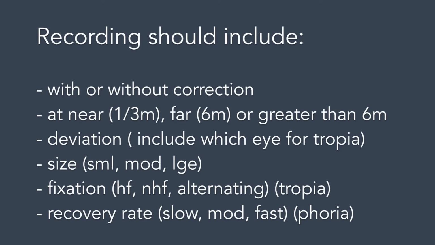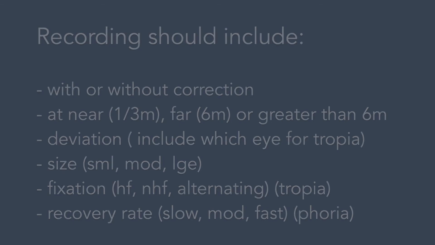The recording for a cover test should include whether the test was performed with or without correction, the distance at which the test was performed, the deviation type found and its size. If the deviation is manifest, the eye which has the deviation must be recorded, as well as the fixation pattern of this deviation. It may be holding, not holding, or alternating in fixation. If the deviation is latent, the recovery rate must be recorded. It may either be slow, moderate, or fast.